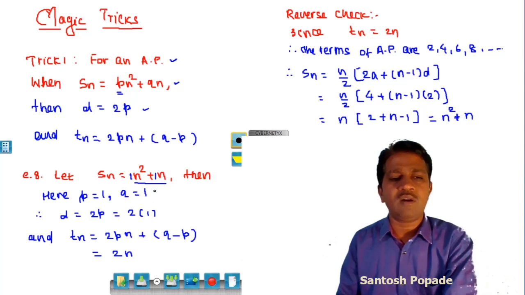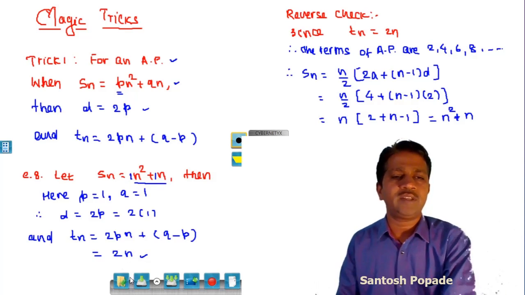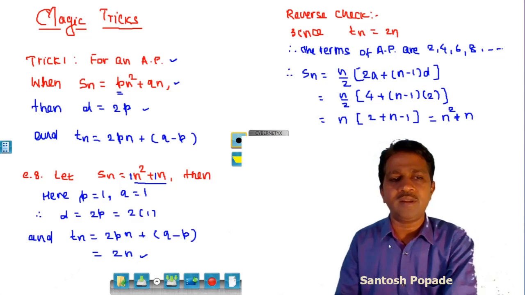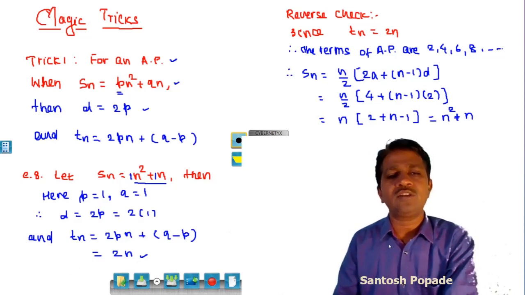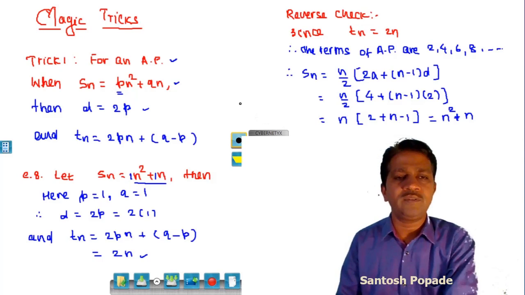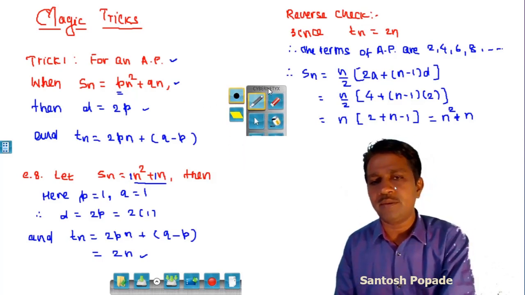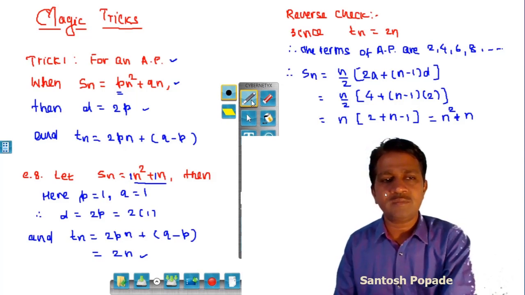Whenever the sum of n terms of an AP is given, we can find the common difference, and here it is simply 2. Then the formula for the nth term of this AP is 2pn plus q minus p. Putting the values of p and q, we get the formula for the nth term. This is very easy. If you remember this trick, the problem can be solved within 2 to 3 seconds, or at most 5 seconds if you practice such problems. Using this trick the problems become very easy, so you must practice these tricks.